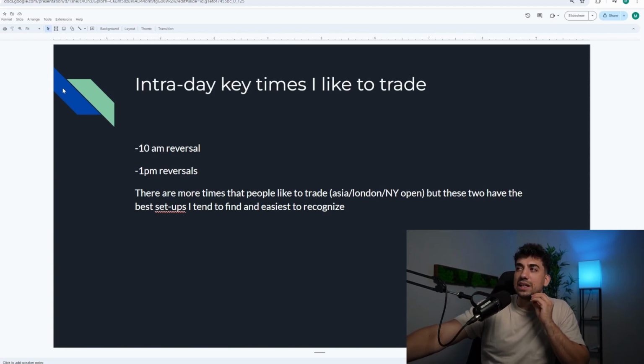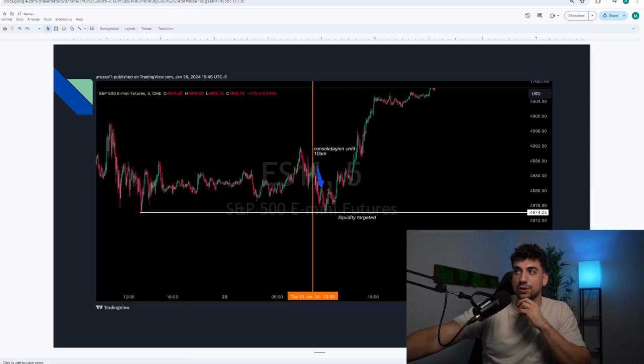You're going to find that in intradays, these times have the most likelihood for reversals, using liquidity and imbalances for it to happen. I'll give you an example. You consolidated until 10 AM right here, and then you made your move to the downside to target liquidity.